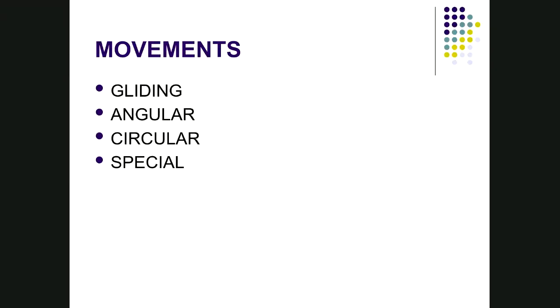Okay, so we talked about the joint types, and remember the whole point of having joints is to have movements. So let's look at different kinds of movements. We can divide movements up into groups, and these are the groups: gliding movements, angular, circular, and then there's a group of movements called special. They're called special because you can only do them with certain body parts.